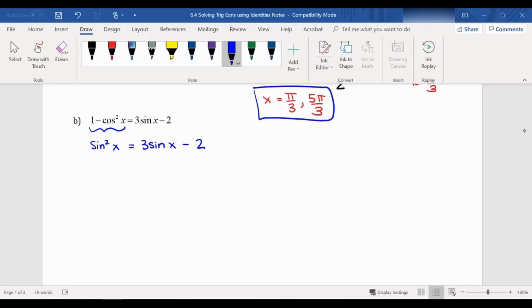And now, again, we have all sines, so we can start solving like chapter 4. From here on, this is just chapter 4 stuff. The new chapter 6 stuff is recognizing the identities and replacing those so that we can proceed like chapter 4. So once we have a quadratic, we move everything to one side. I'm going to move everything to the left because I like my squared term to be positive. And then I need to factor.